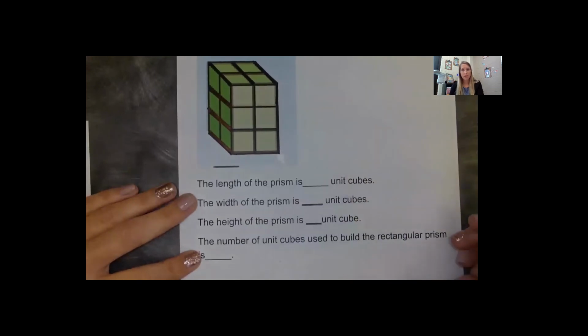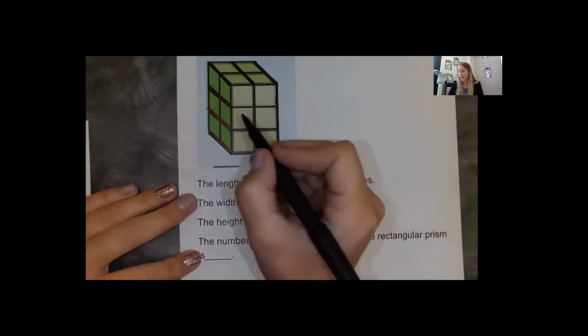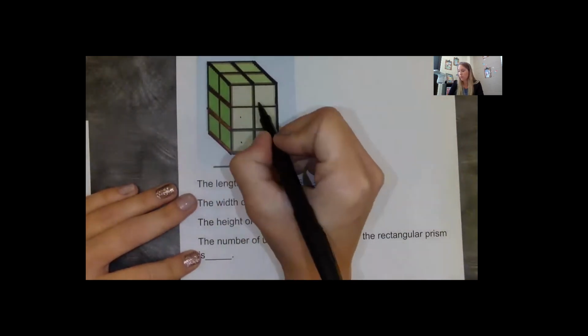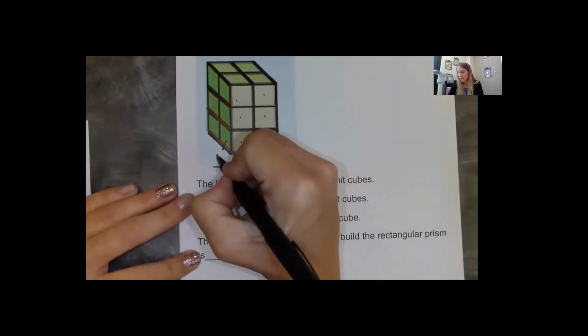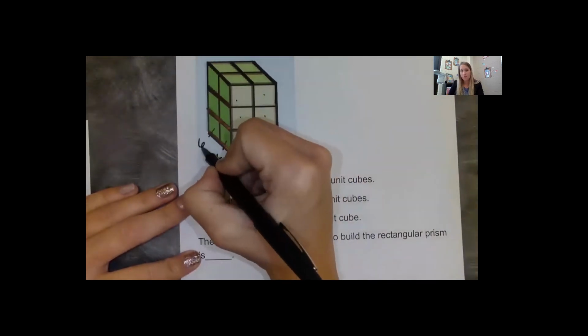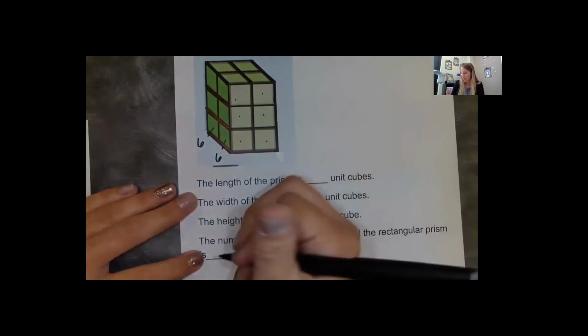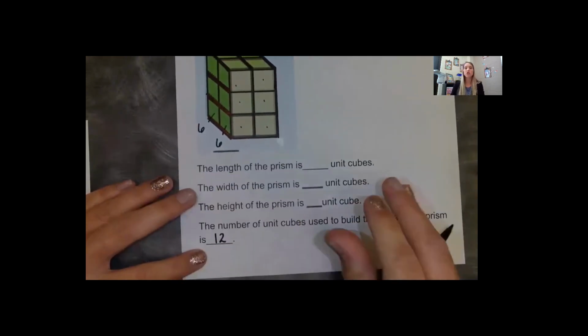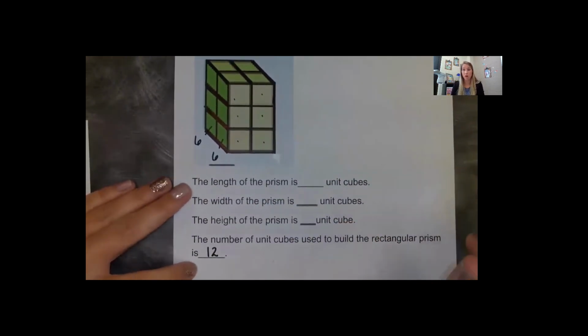All right, are you ready to check yourself? Did you say that this rectangular prism was made up of 1, 2, 3, 4, 5, 6 unit cubes in the front layer and 6 unit cubes in the second layer for a total of 12 unit cubes in all? Fabulous. What did you say the length of the rectangular prism was?